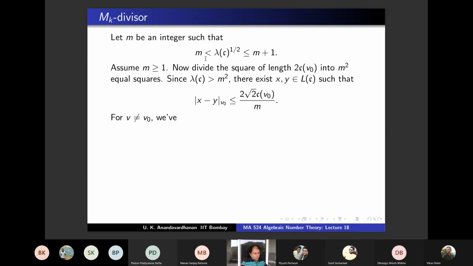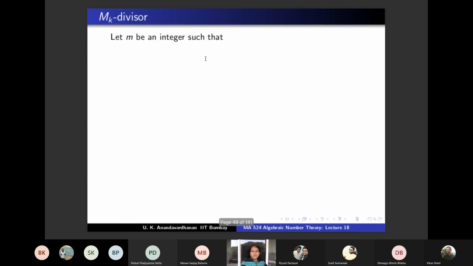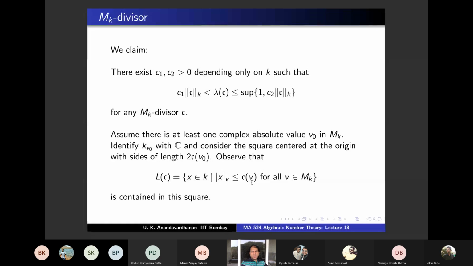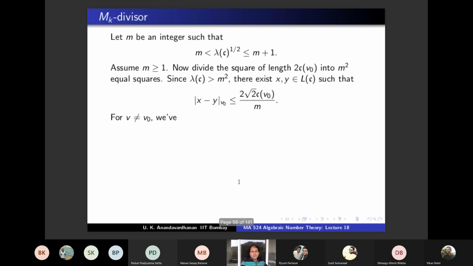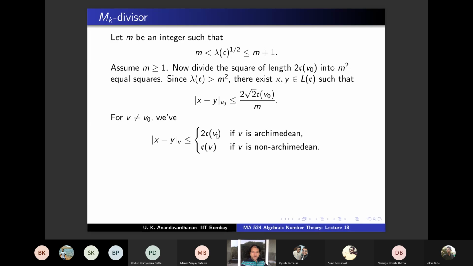For v not equal to v0 also, let us compute mod x minus y at v. So for v not equal to v0, what can you say about mod x minus y at v? Suppose v is non-Archimedean. You have the triangle inequality. So mod x minus y is less than or equal to mod x plus mod y. And what do you know about mod x and mod y? x and y are from L(C), and L(C) means mod x is less than or equal to CV. Mod y is also less than or equal to CV. So mod x plus mod y is less than or equal to twice CV. So if this is Archimedean, it is less than or equal to twice CV.